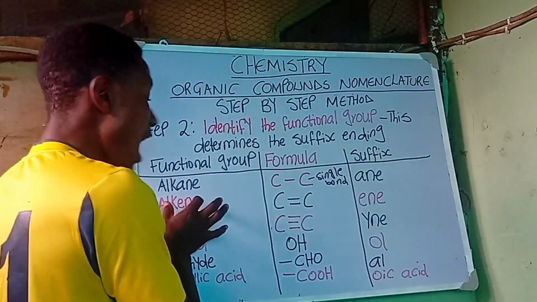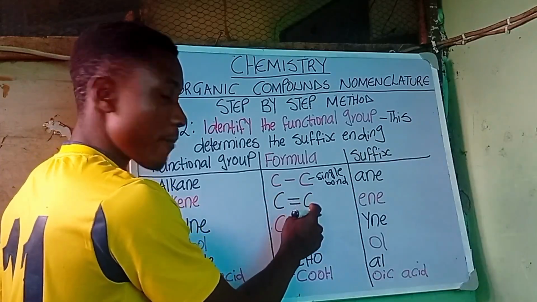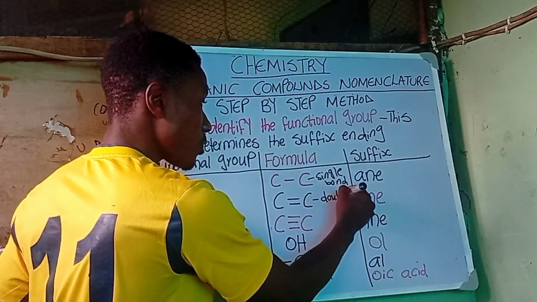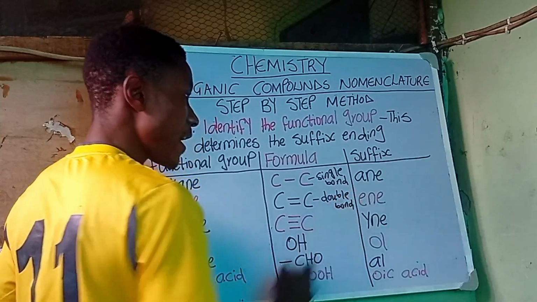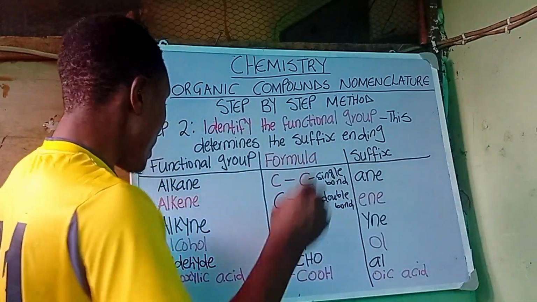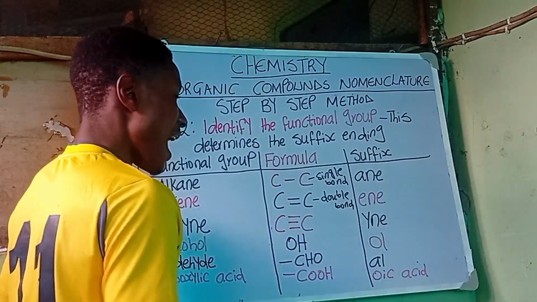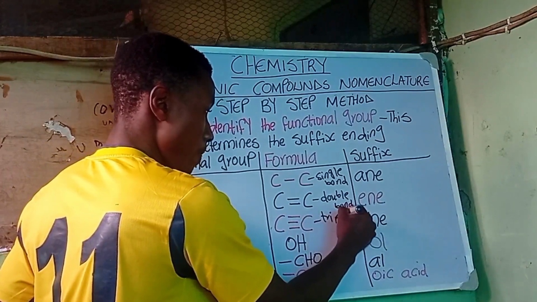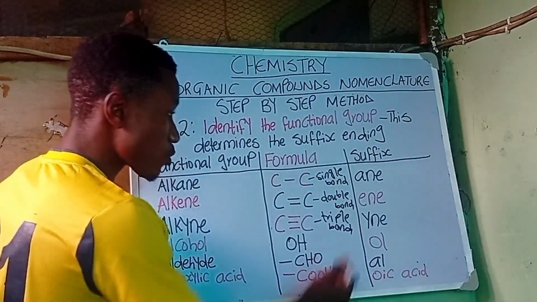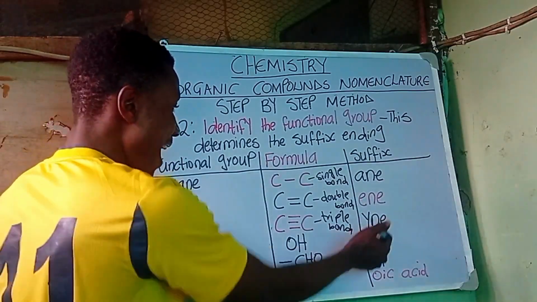The second one is alkene. Alkene is represented by C=C, a 2 carbon with a double bond. So this is a double bond when it comes to alkene, and the suffix is ene. Then we have alkyne, which is C triple bond C, a triple bond, and the suffix is yne.